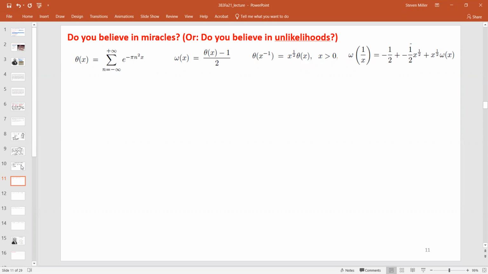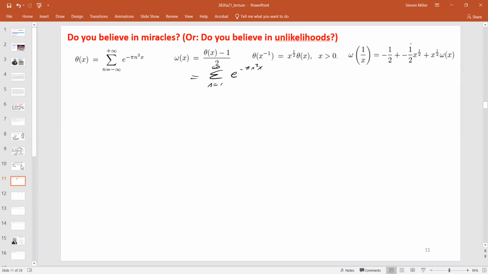Now, if you look at this, you notice that the theta function is pretty symmetric. As I go from negative infinity to infinity, every value is taken twice, once positive, once negative, except for 0, which only happens once. So I could write it as 1 plus twice the sum from 1 to infinity. And so we're going to let omega of x be theta of x minus 1 over 2. Effectively, this is just going to be the sum n goes from 1 to infinity of e to the negative pi n squared x.